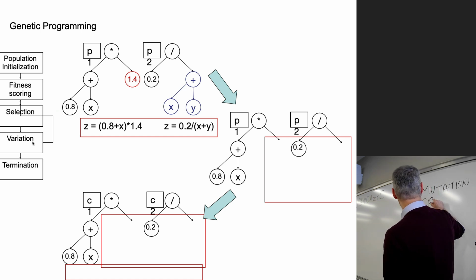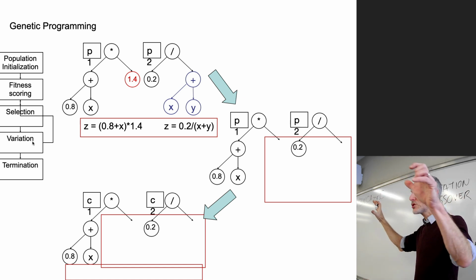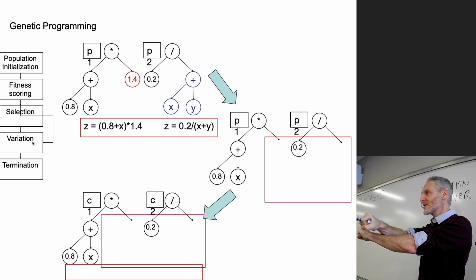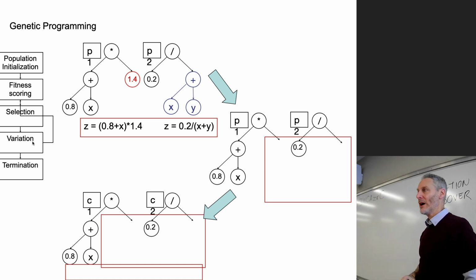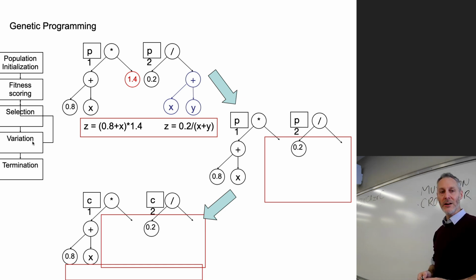Crossover. Sometimes we take two parents and we grab a bit of genetic material from both parents and put it together in some way to create a child that's different from each parent, but resembles both parents in some way. Okay, in genetic programming, there is both mutation and crossover.